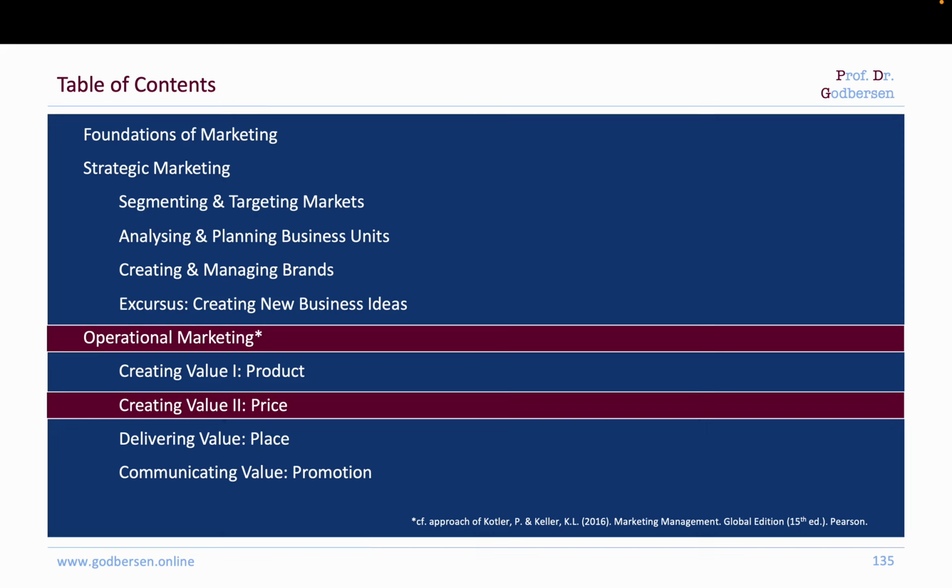This section is on the operational level of marketing and is about pricing. I would like to give you an understanding of pricing and also show you a few methods and techniques that you can apply when you have to make pricing decisions. First, the understanding of pricing.